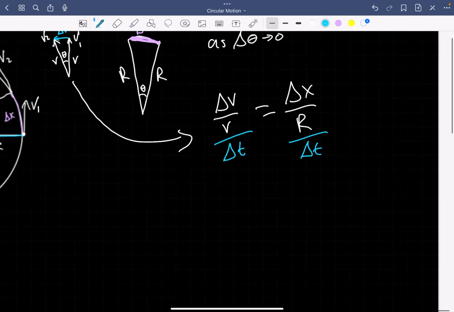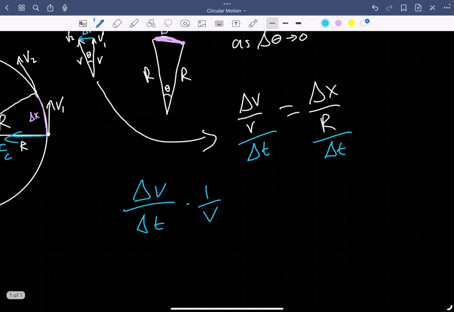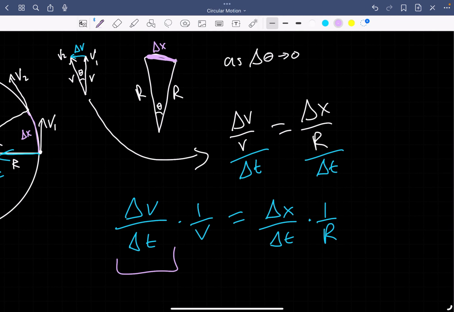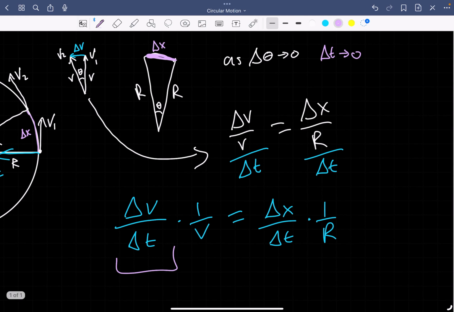And so what we get now is the change in velocity divided by change in time, times 1 over velocity, I've just rearranged the terms here, is equal to displacement over change in time times 1 over the radius. Now we know that for this term here, change in velocity over change in time, as this change in theta, or the angle, approaches 0, we also have the change in time approaching 0, because it takes less and less time to travel a smaller and smaller angle.